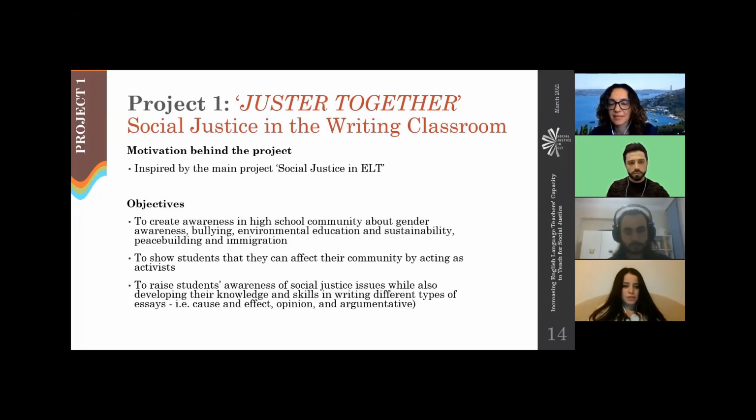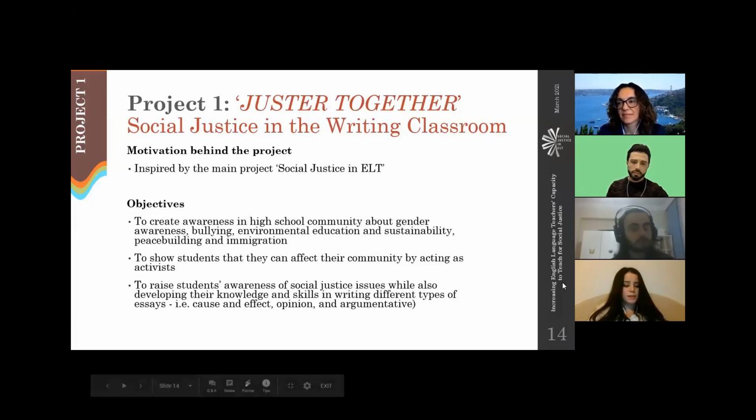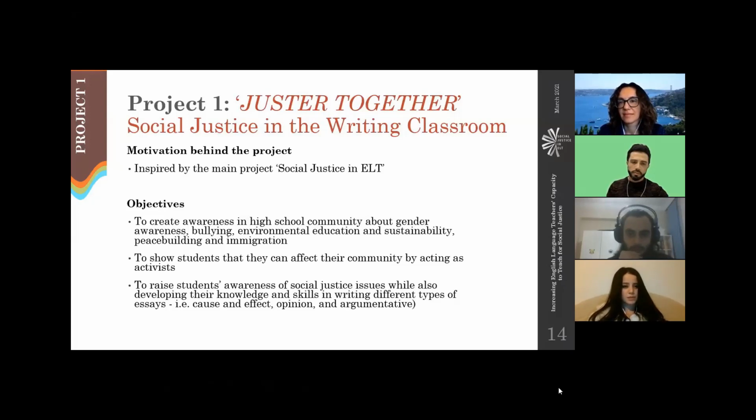To talk about the aims, the goals of the project I have designed. The first objective is to create awareness in the high school community about gender awareness, bullying, environmental education and sustainability, peace building and immigration. And the second objective was to show students that they can affect their community by acting as little activists. And the last objective was to raise students' awareness of social justice issues while also developing their knowledge and skills in writing different types of essays, such as cause and effect essay, opinion essay, and argumentative essay.